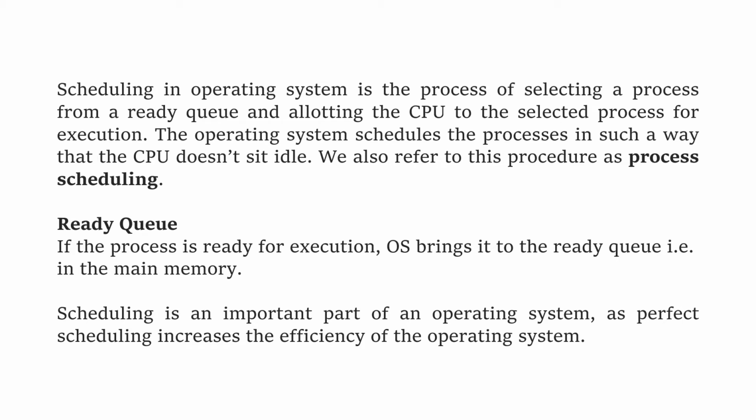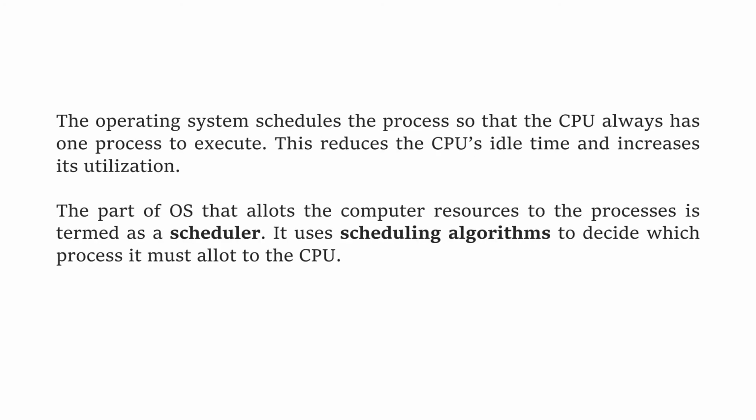There we can see the types of queues later. And now the scheduling of an operating system means it schedules the process in such a way that the CPU doesn't sit idle. We can call this process scheduling. This is an important part of an OS as the perfect scheduling increases the efficiency of the OS. The operating system schedules the process so that the CPU always has one process to execute. This reduces the CPU's idle time and increases its utilization.